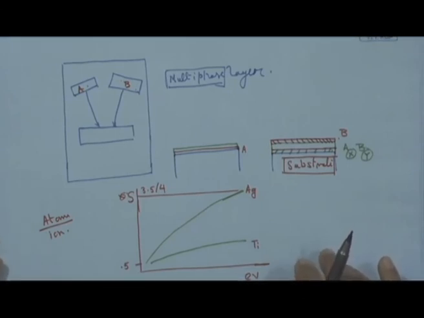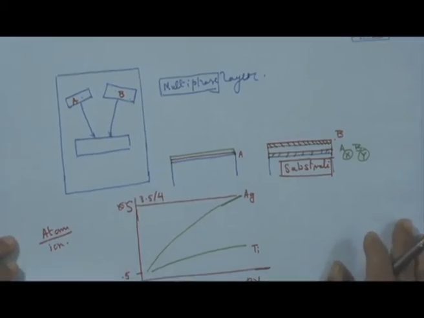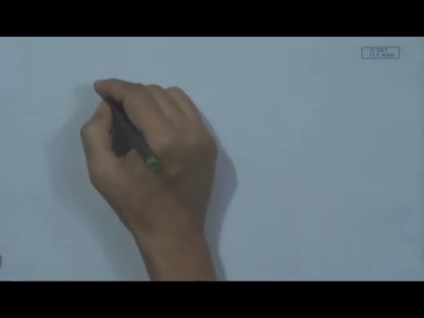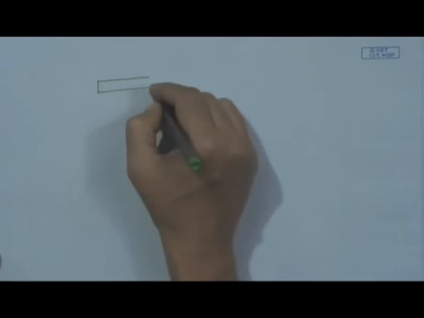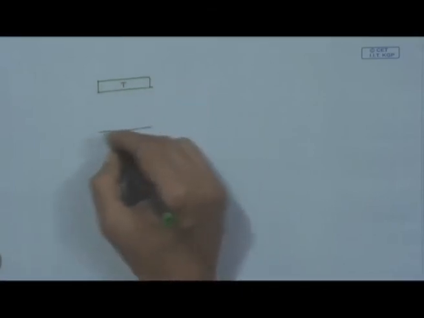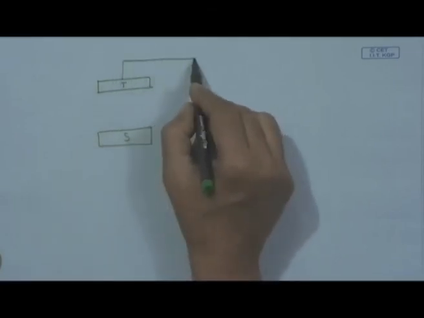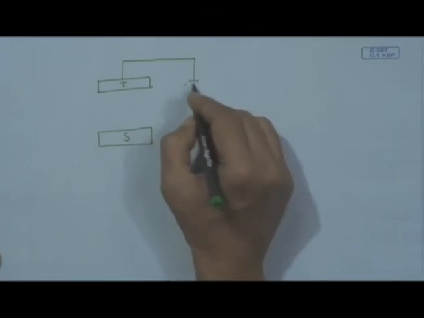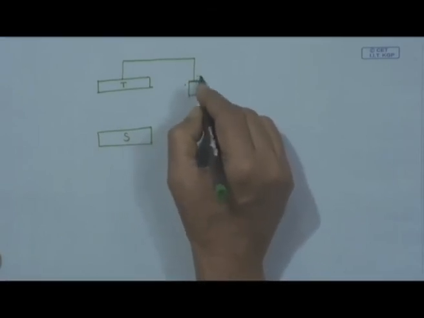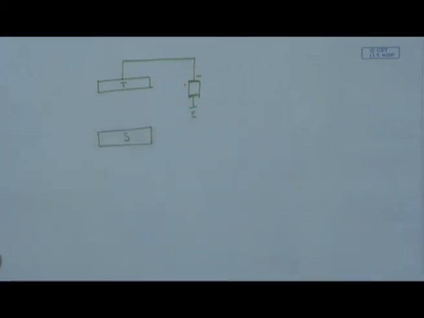So, this is multi-target. Now comes substrate biasing. This is also one important issue. What we have so far considered is just the target, and here we have the substrate. So, target will be negatively biased, and this is grounded, and this is actually the chamber.